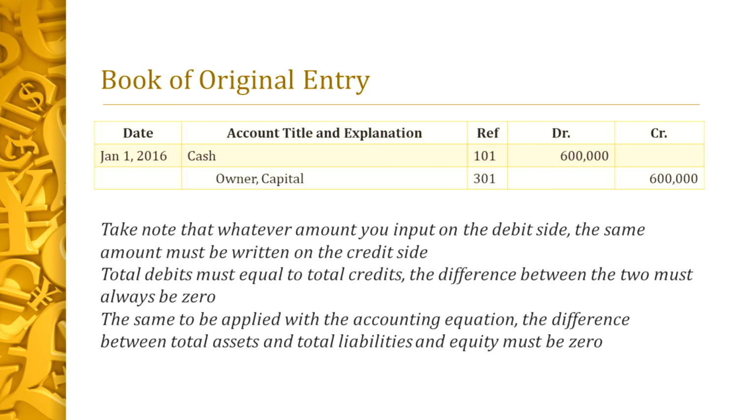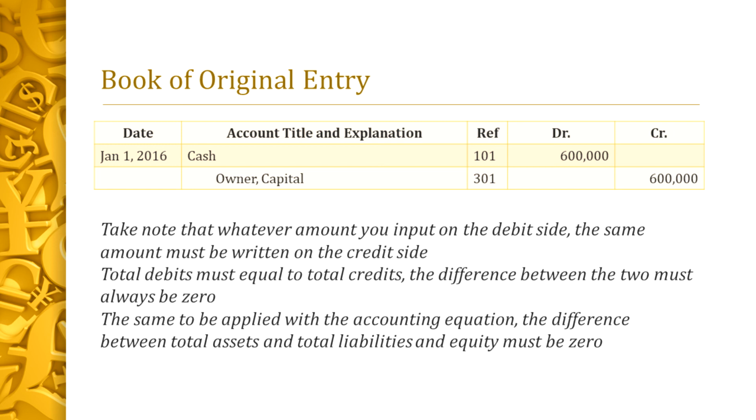So, here's the example. January 1, 2016, cash 101, 600,000, and then owner capital 301, 600,000. This is the account number found in the ledger or the chart of accounts. Take note that whatever amount you put on the debit side, the same amount must be written on the credit side. Total debits must equal total credits. The difference between the two must always be 0.